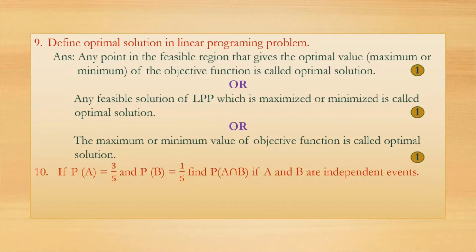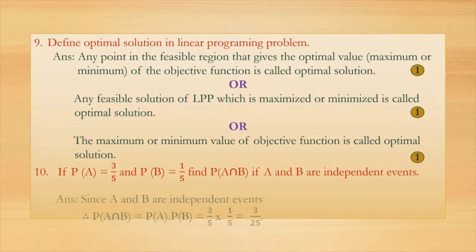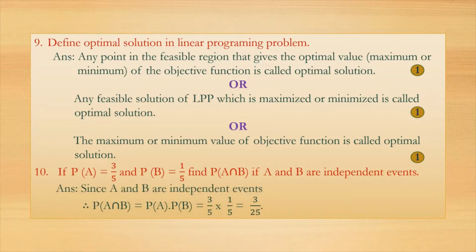Asked question of the part A. If P of A is equal to 3 by 5 and P of B is equal to 1 by 5, find P of A intersection B, where the condition is A and B are independent events. Here we all know that when A and B are independent events, then P of A intersection B will be equal to P of A into P of B. Thus, replacing the values of P of A and P of B, we finally get 3 by 25.